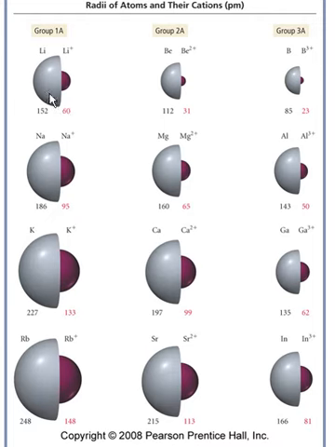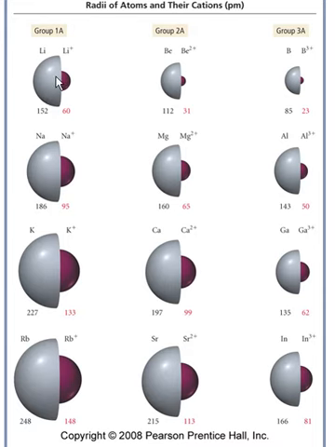Let's first talk about going from left to right across the periodic table, and that trend, which, as we said, gets smaller as we go from left to right. The reason for that is the effective nuclear charge, Z effective. As we go from left to right across the periodic table, the Z effective increases. That means there's a greater positive charge pulling on the electrons. Since there's more positive charge pulling on the electrons, they're pulled in closer to the nucleus, making the radius smaller.